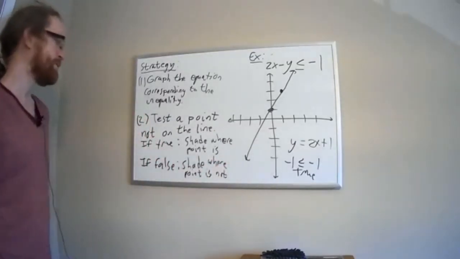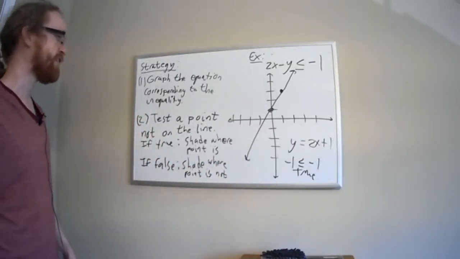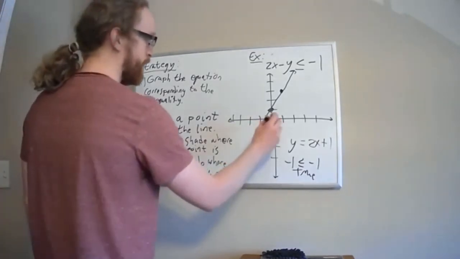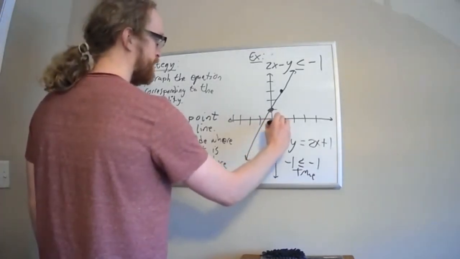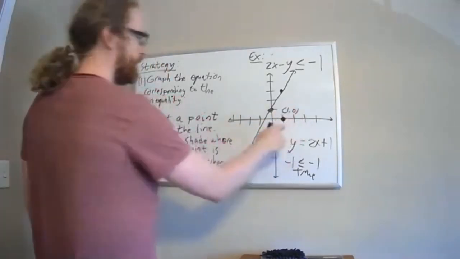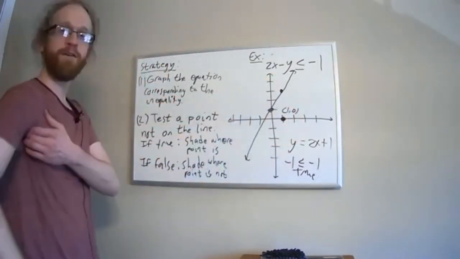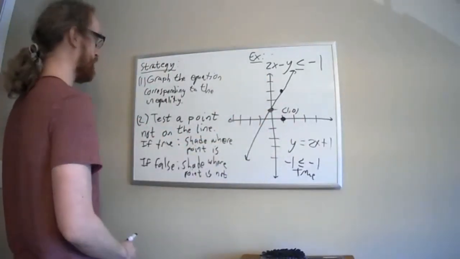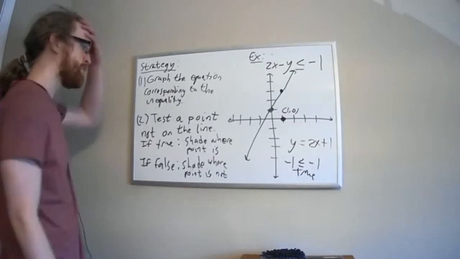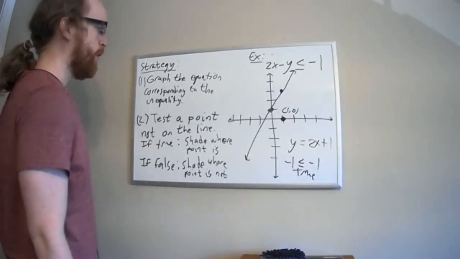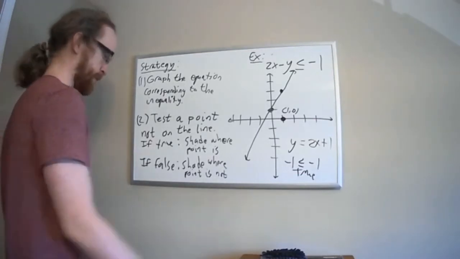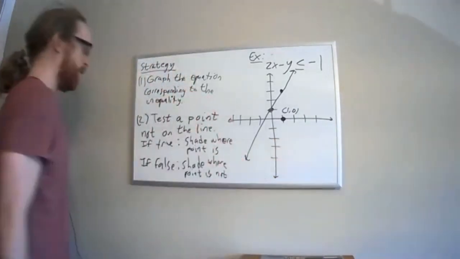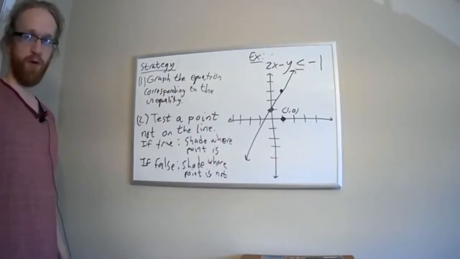So what I really mean by this is, let's take a point that does not lie on this line. So for example, 1, 0 is right here. That's 1, 0. And it's not on my line, right? You can see on the graph, it's not on the line. So this is a good candidate point for me to test out. And so what am I going to do? I'm going to take 1, 0, and plug it into my inequality. And what's going to happen is I'm either going to get a true statement or a false statement.